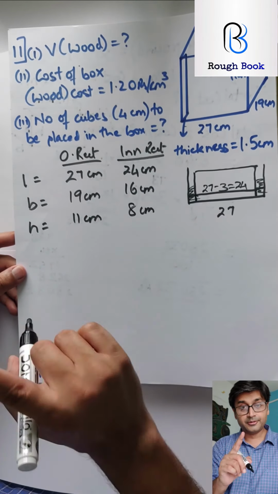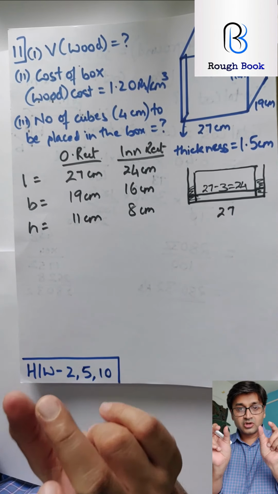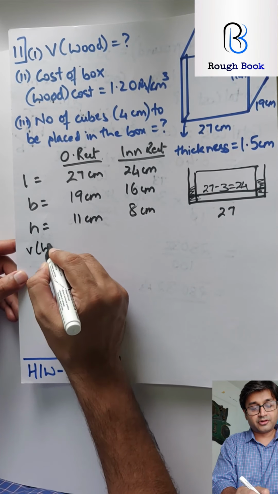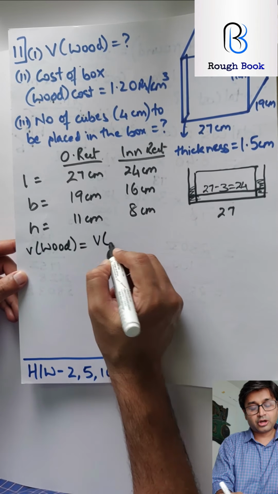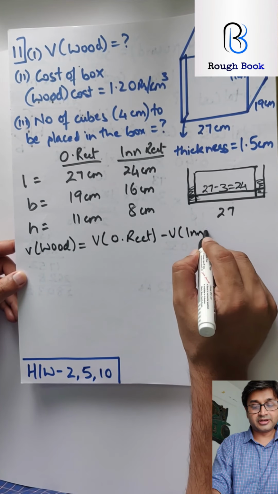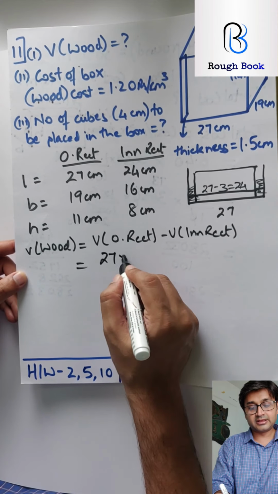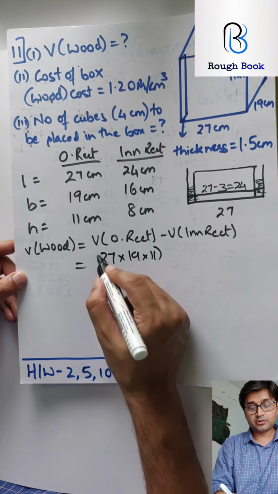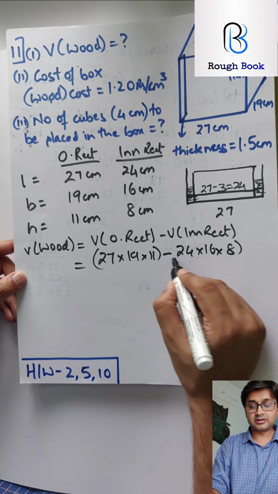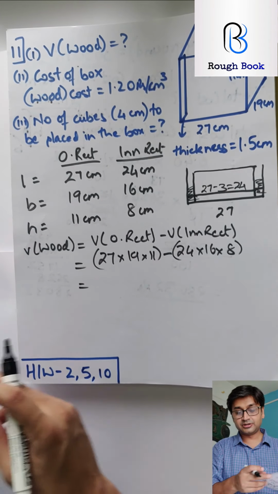First, volume of the wood. Now volume of the wood is outer box minus inner box, so you get the thickness of the wood straight away. So basically volume of the wood is volume of outer rectangle minus volume of inner rectangle. So outer rectangle will be outer length into breadth into height. Inner rectangle will be inner length into breadth into height. Now we'll have to multiply all this. So I'm just taking a random sheet.